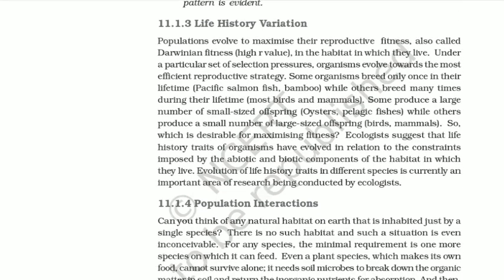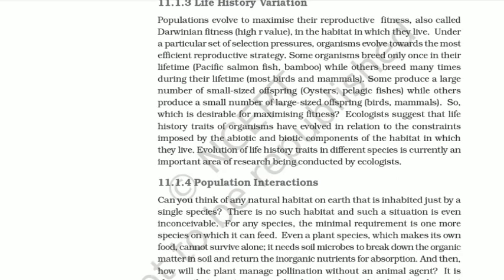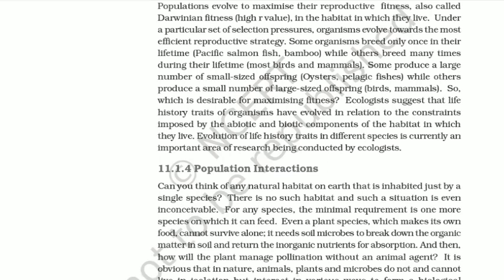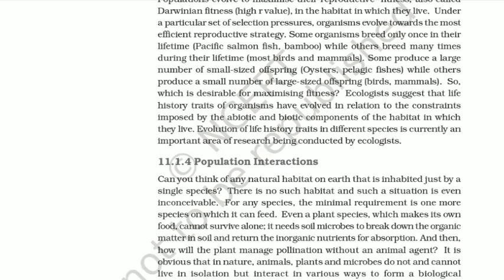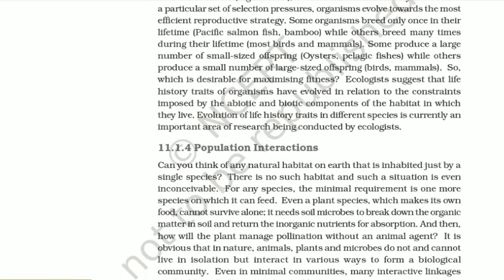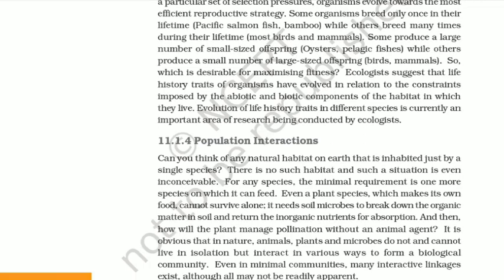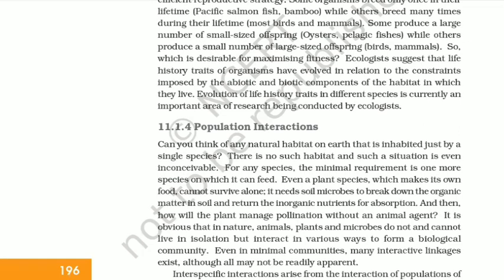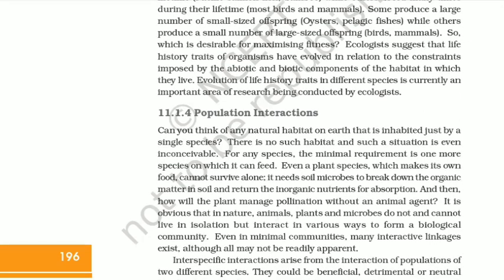11.1.3 Life History Variation. Populations evolve to maximize their reproductive fitness, also called Darwinian fitness, in the habitat in which they live. Under a particular set of selection pressures, organisms evolve towards the most efficient reproductive strategy. Some organisms breed only once in their lifetime, for example, Pacific salmon fish and bamboo, while others breed many times during their lifetime, like most birds and mammals.